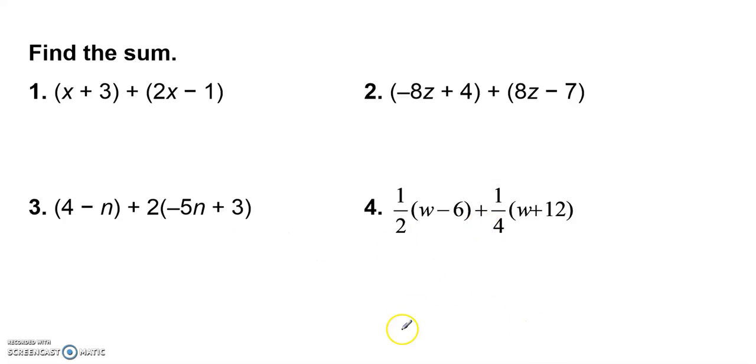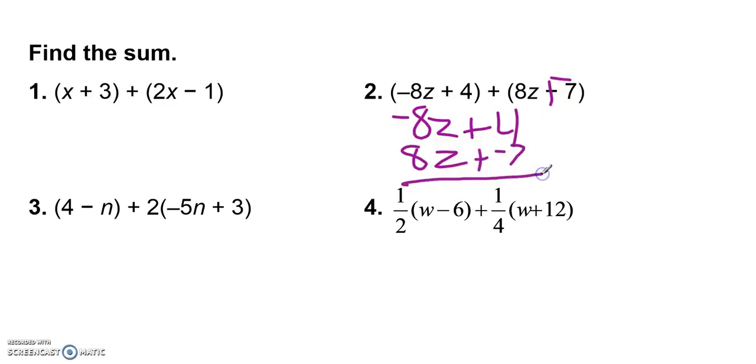Okay, so I'm going to do number 2. We have negative 8z, and I'm going to write it horizontally again, but you can definitely do it vertically. And then plus negative 7. So these are going to cross out, giving us 0. And then this is going to be plus negative 3, because 7 minus 4 is 3, but take the sign of the larger. So our answer is just this.